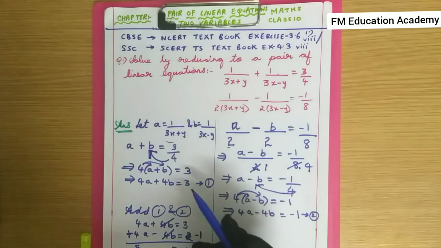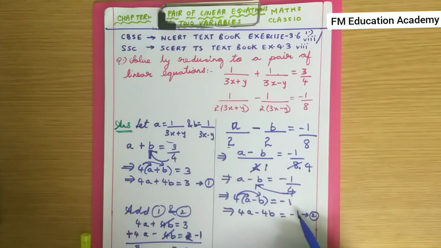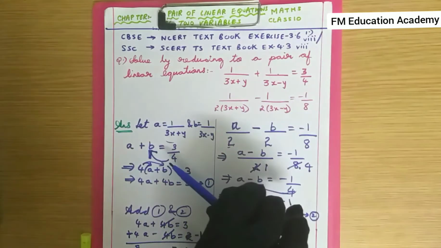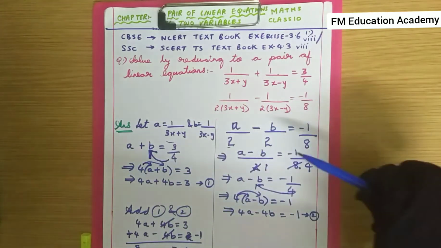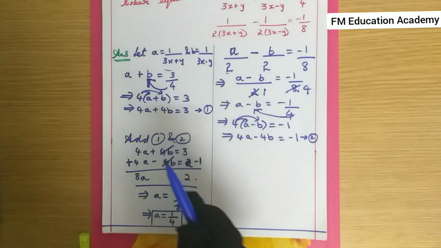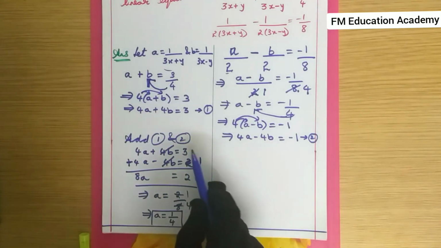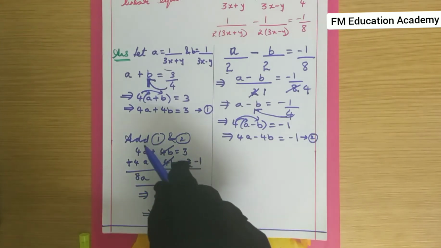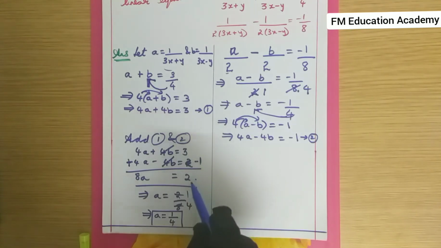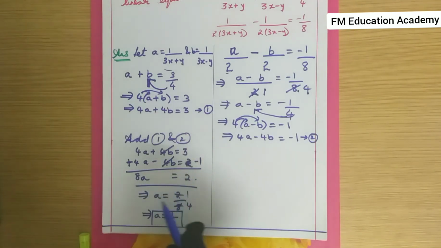Okay, so either substitute in the first equation or substitute in the second equation. Observe how I am writing. First, I have solved the first equation by substituting a and b. Then I have solved this second equation and then I did this. Add 1 and 2. 4a plus 4b is equal to 3. 4a minus 4b is equal to minus 1. 4a plus 4a is 8a. Plus 4b and minus 4b get cancelled. 3 minus 1 is 2. So 8a is equal to 2, or a is equal to 2 into 8; if it goes outside it becomes divided by 8. 2 1s are 2, 2 4s are 8. a is equal to 1 by 4.